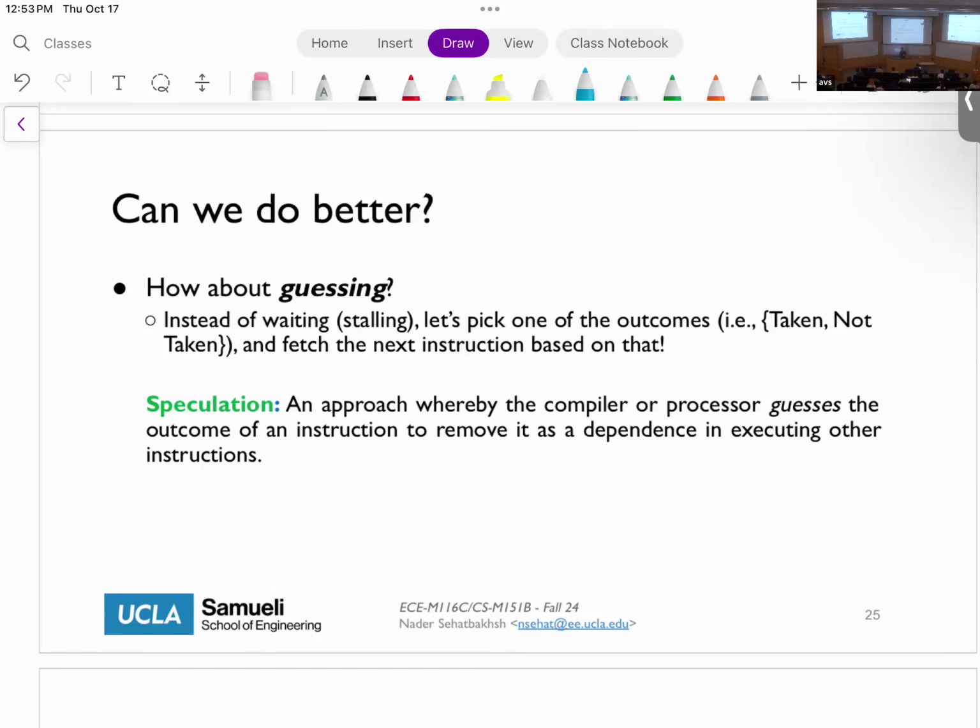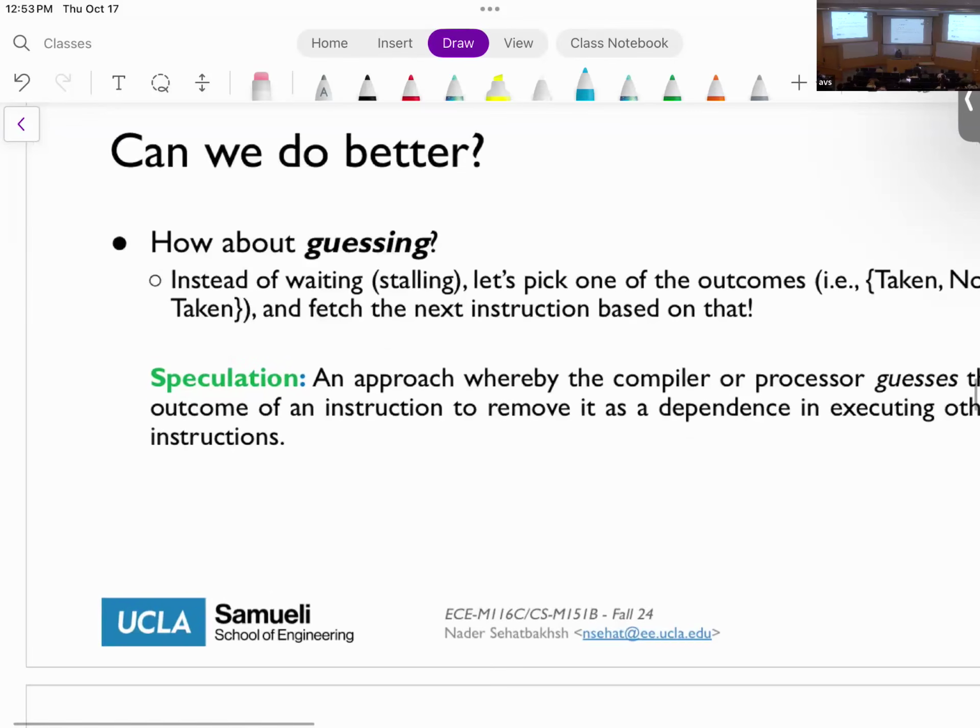But generally, speculation happens very, very commonly in modern processors. Unfortunately, speculation also caused lots of security vulnerabilities. Some of you have heard about Spectre and Meltdown. The cause of those is speculation. But that's, again, the story of another course.